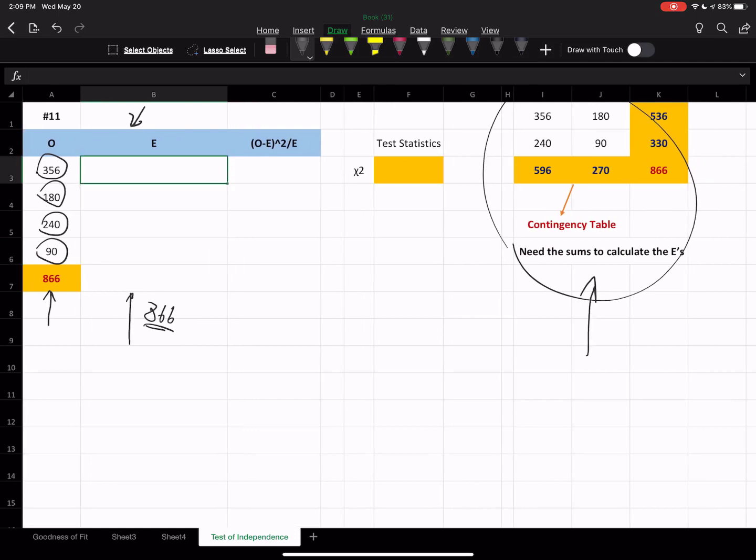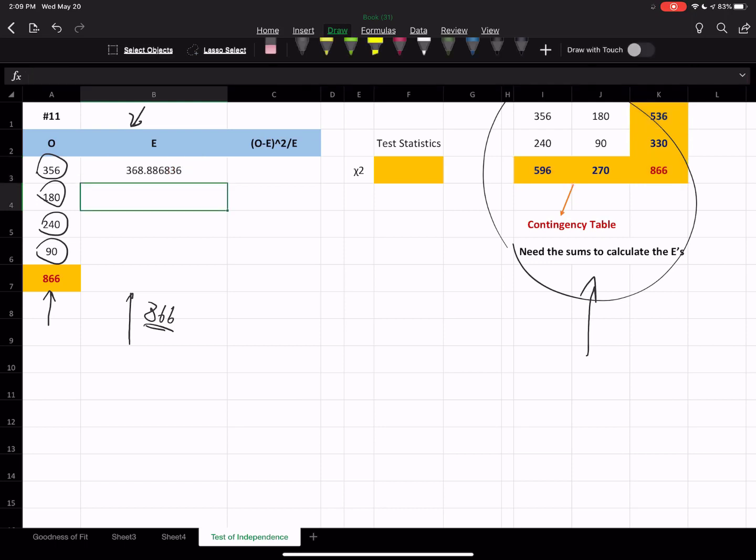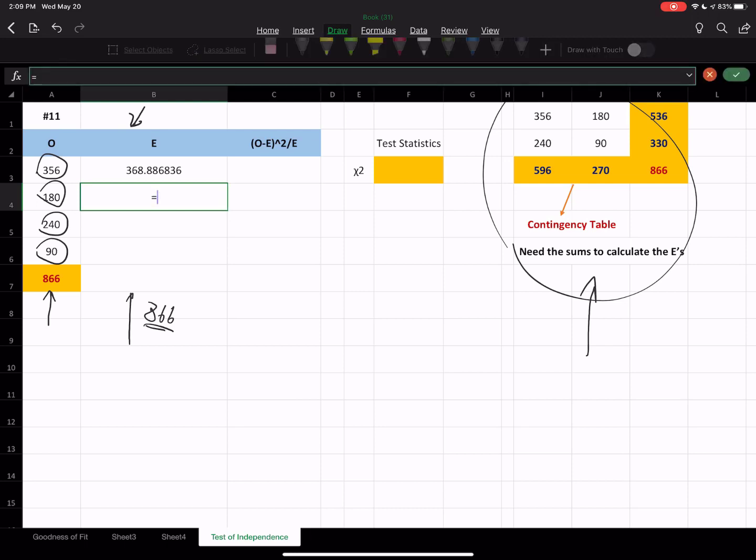So for 356, I'll take the row total of 356, which is 536, multiply it by its column total, which is 596, and divide it by the grand total, which is 866. And that will be the expected frequency for 356. Now let's calculate the expected frequency for 180. It will be the row total of 180, which is 536, multiplied by the column total of 180, and divide by the grand total. Let's do it for 240.